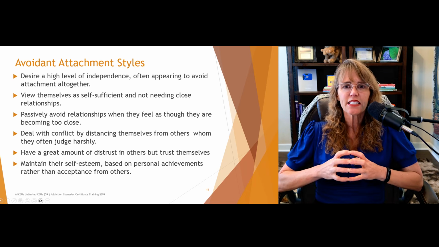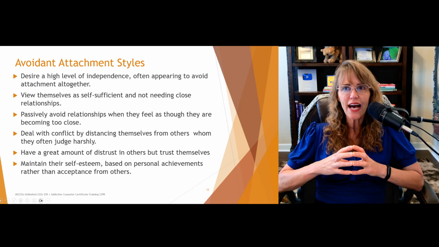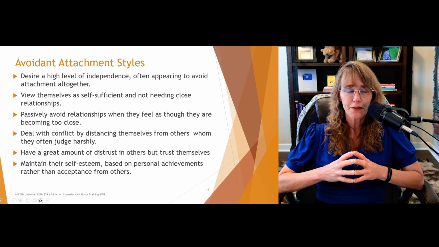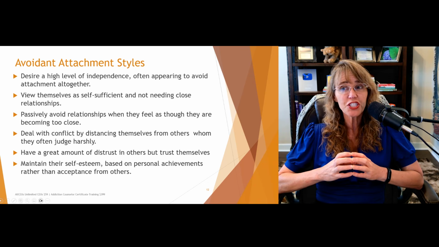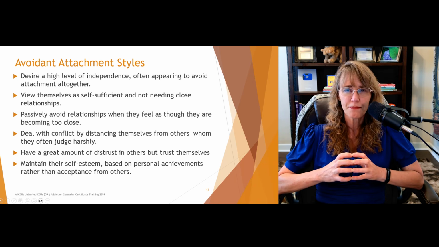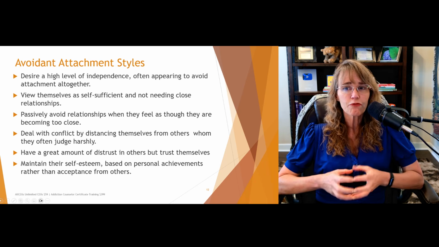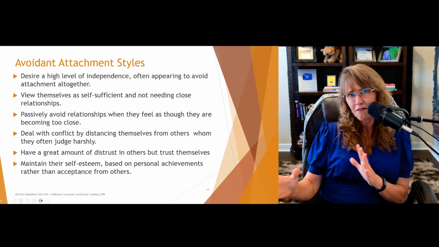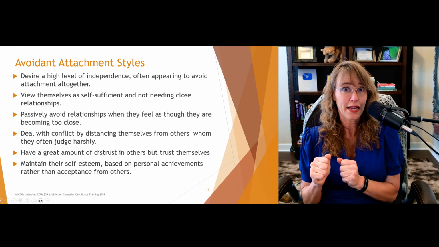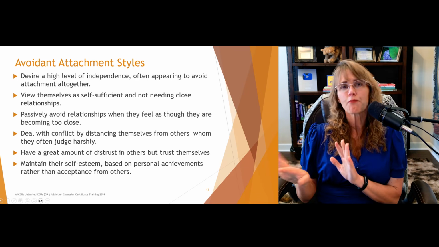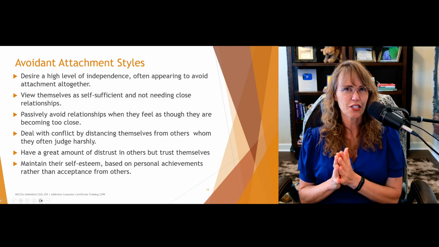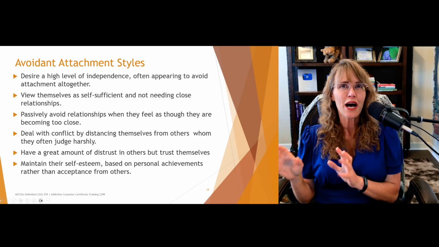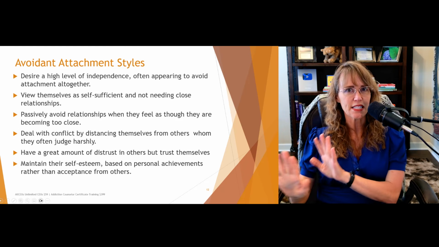Avoidant attachment styles desire a high level of independence, often appearing to avoid attachment altogether. They view themselves as self-sufficient, not needing close relationships. They passively avoid relationships when they feel as though they're becoming too close. So if they start feeling a little something for somebody, they may stop returning phone calls, stop returning text messages. They may not overtly avoid the person or break up, but they're going to start putting distance between them.